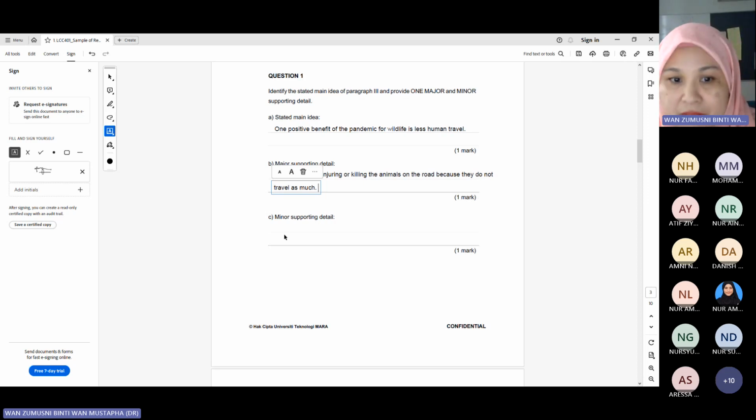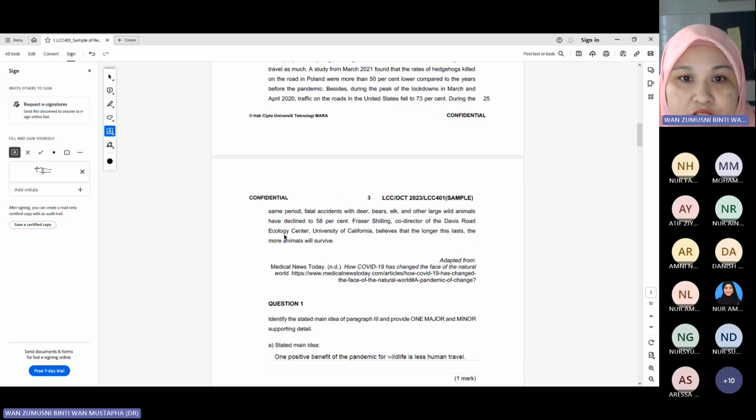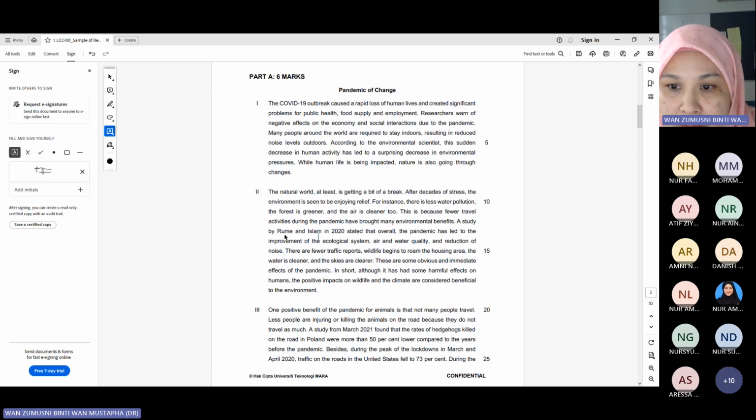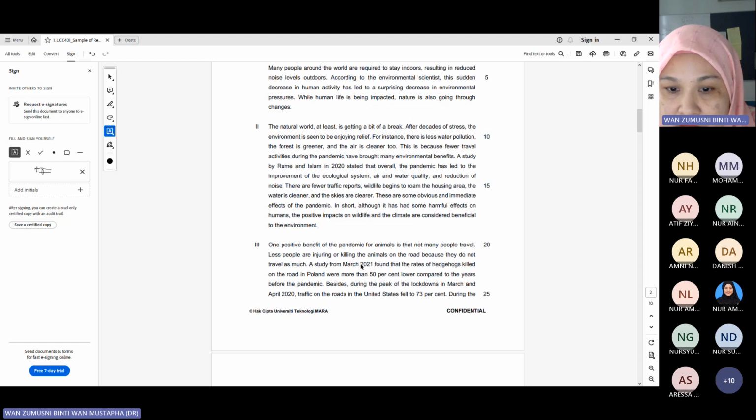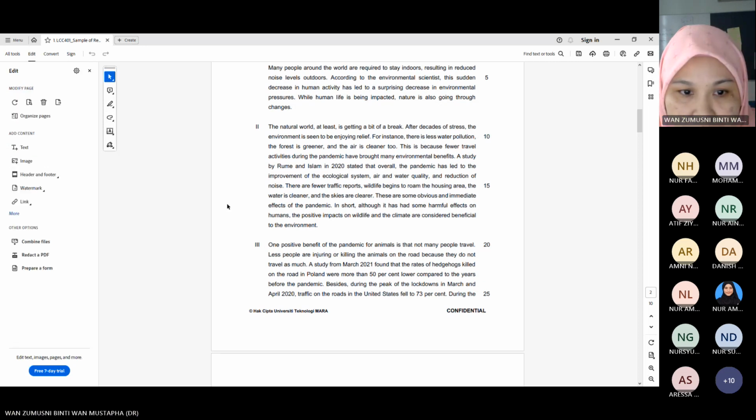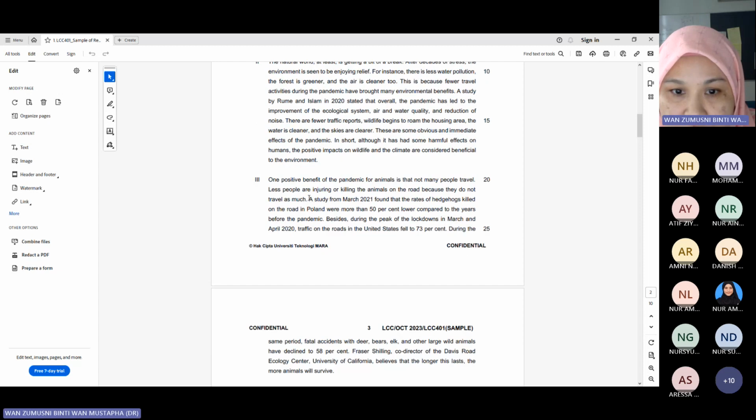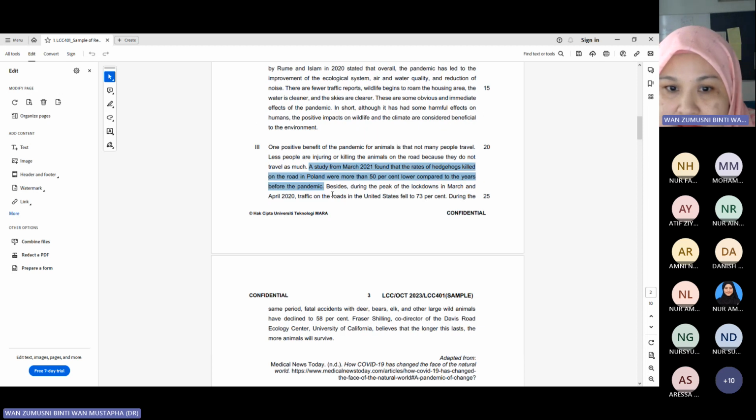There are several minor supporting details. Number one is a study from March. Yep. A study from March 2021 here, over here, okay, found that the rates of hedgehog kill on the road. This whole sentence. This is the minor detail. Okay, another minor detail is here, another sentence.